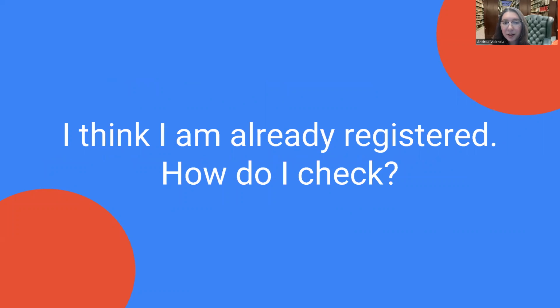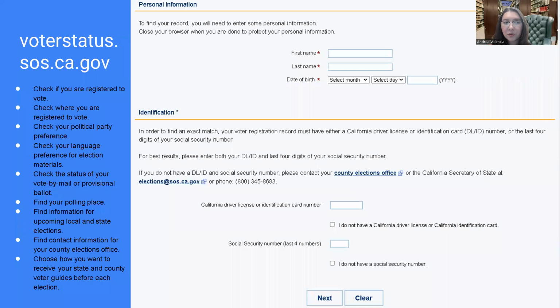So the first step is if you think you're already registered to vote in the state of California, you can check online at voterstatus.sos.ca.gov. And using this website, you can do multiple things. You can check to see if you're registered to vote. You can check to see where you're registered to vote. You can check your political party preference.